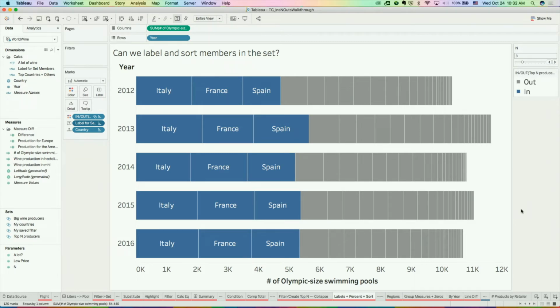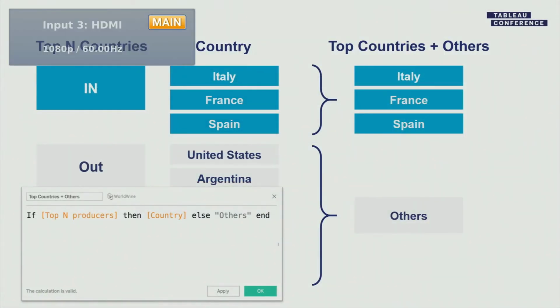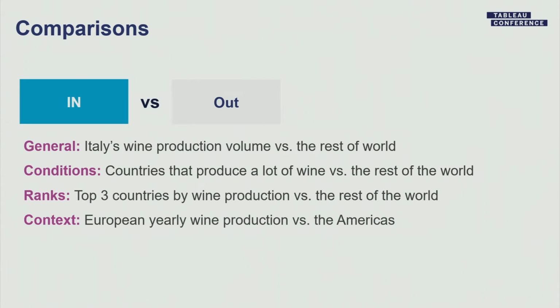Now the final question we can ask around comparisons, which sets led us to quite easily and fluidly, is looking at context. The data source doesn't contain any information on continents or regions countries belong to. But I have a question: how does the European yearly wine production compare to the production by the Americas? How do I know to bin countries into groups that belong to certain continents? Well, sets to the rescue.